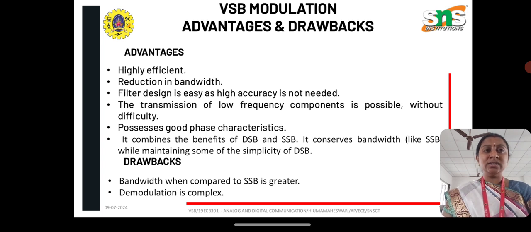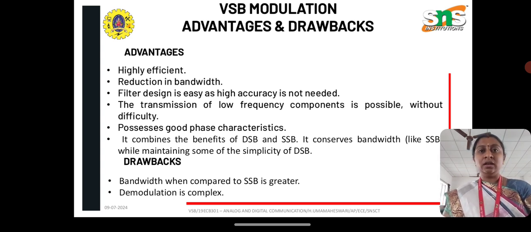The advantages of vestigial sideband modulation are that it is highly efficient, there is a reduction in the bandwidth, and the filter design is easy as high accuracy is not needed. The transmission of low frequency components is possible without difficulty. Then it possesses good phase characteristics. It also combines the benefits of the DSB and the SSB. It conserves bandwidth like single sideband while maintaining some of the simplicity.